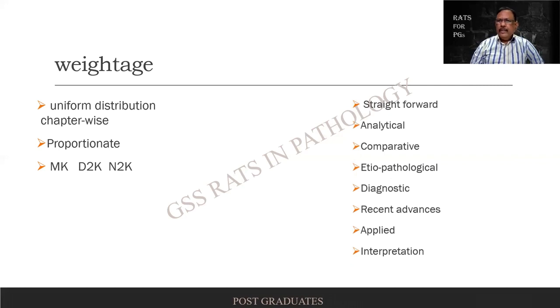And a paper setter should have the questions like this. There should be straightforward questions. There should be certain analytical questions. Sometimes I see that the papers have got problem-based questions for the postgraduates also. There can be comparative, different types of emphysema, for example. Etiological, pathogenesis of megaloblastic anemia. Diagnostic, interpretation of biopsies. Recent advances, serrated lesions of the intestine. Applied, electron microscopy or immunofluorescence. Interpretation again. So it can be like this.